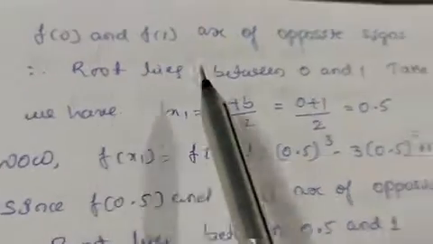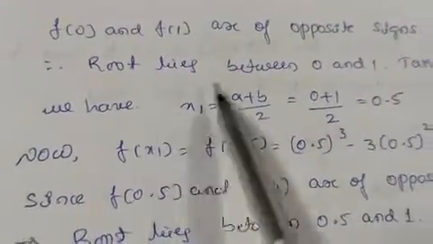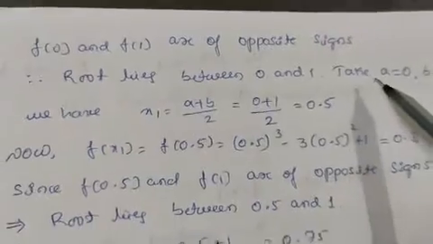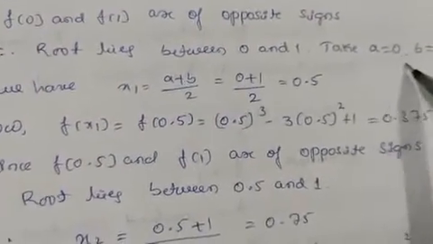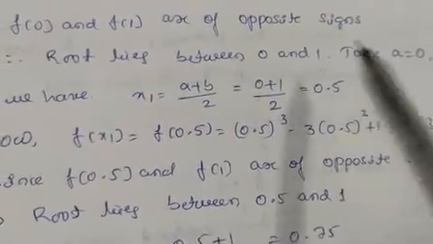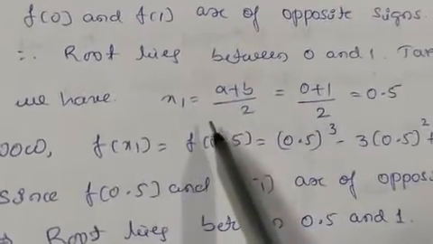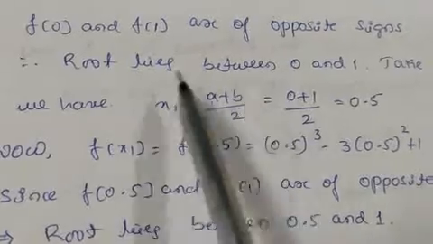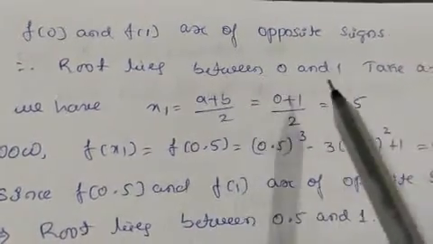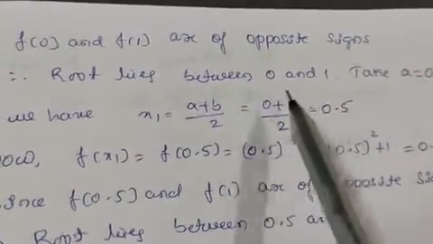So f of 0 and f of 1 are of opposite signs. Therefore the root lies between 0 and 1. Now take a equals 0 and b equals 1. These two values you have to take here, a equals 0 and b equals 1. Then we have x1. This is the first approximation. So the root lies between 0 and 1. Therefore take this as 0, 1.